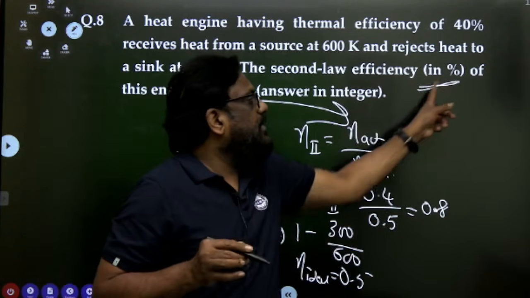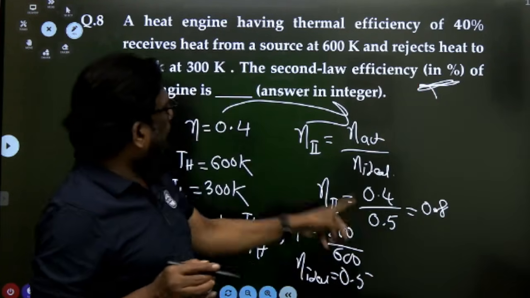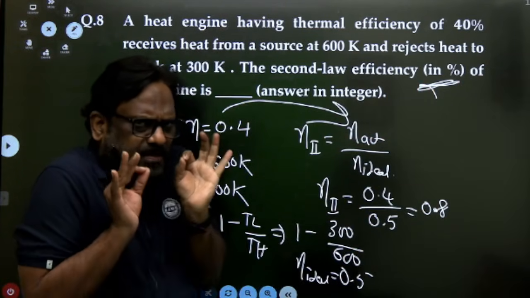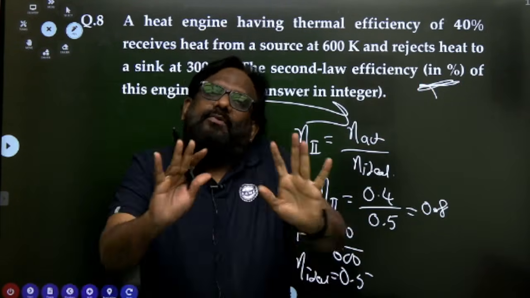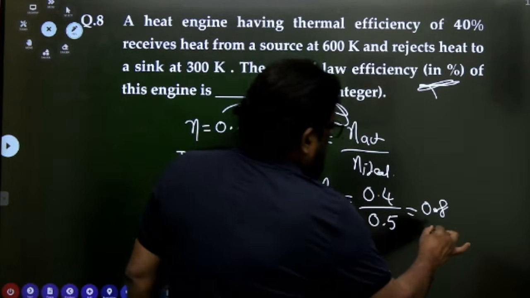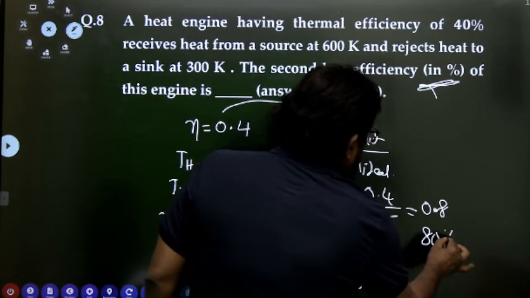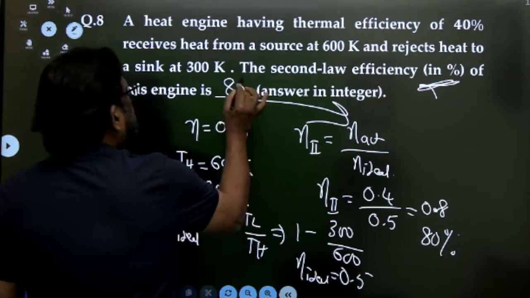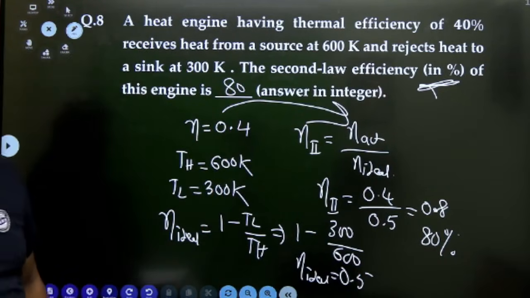Look, it is asked in percentage. Be careful, you may be getting 0.8, but don't substitute here, and especially in numerical ability type you have to be very, very careful. So 0.8 means 80%, sir. So the answer to this question is 80. So the 8th question's answer is 80.